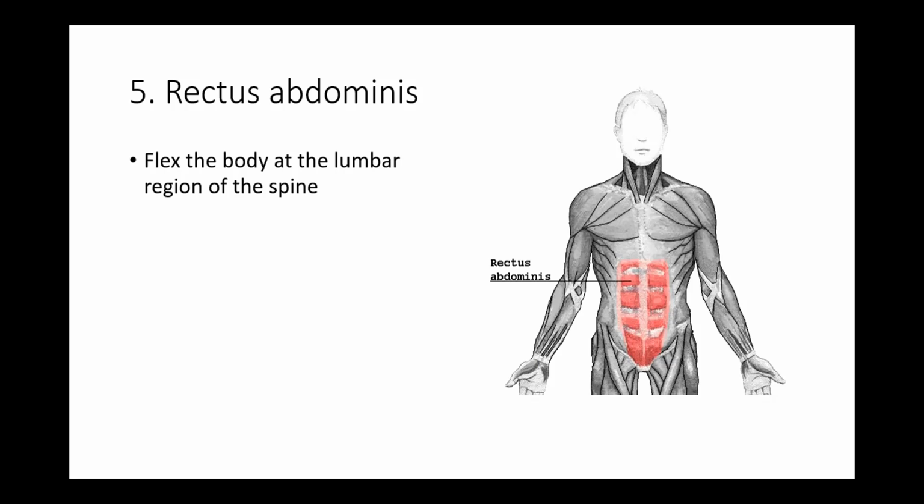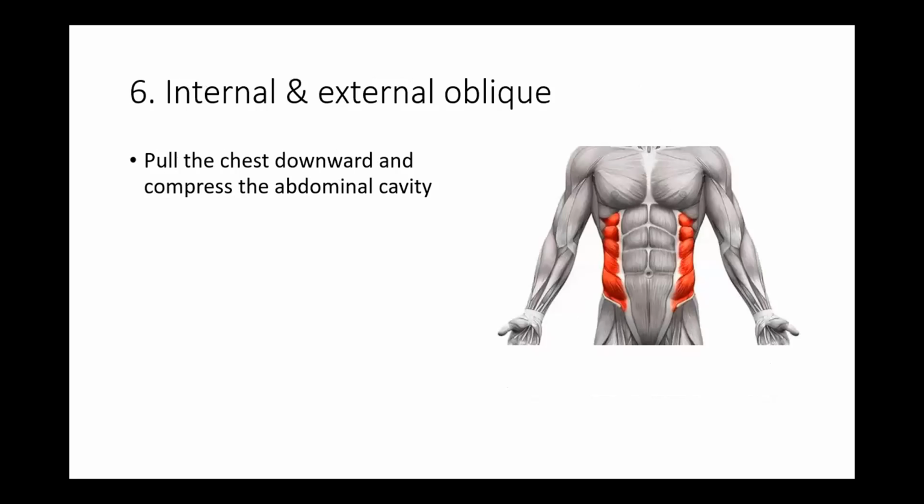Okay, continuing. Your internal external oblique. They also aid in doing a sit-up, but also bending your body side to side, like this, side to side. They pull the chest downward and compress the abdominal cavity.